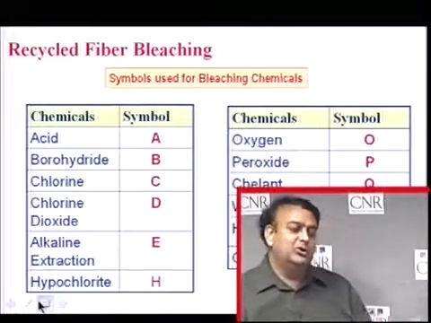So if somebody comes to you and says, in my mill I have PY bleaching, that means I have a peroxide bleaching followed by hydrosulfide bleaching. If somebody says, in my mill I have CEH bleaching, that means what you have is chlorine followed by extraction and then hypochlorite. Same thing, CED is chlorine extraction and chlorine dioxide. You got the picture now how the bleaching group represents their bleach chemicals with the letters.